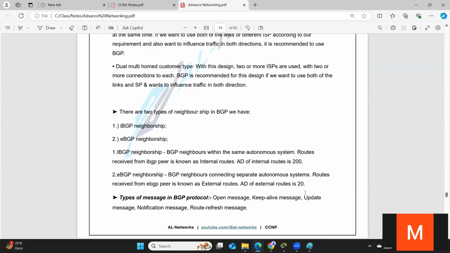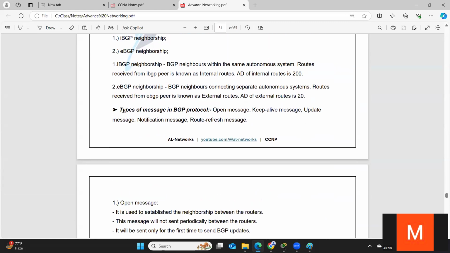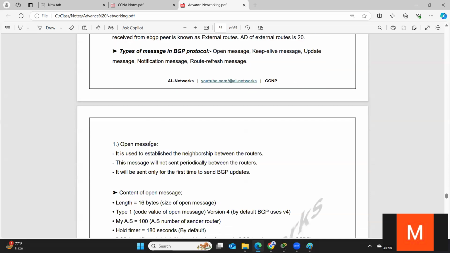And we have some message types in the BGP routing protocol. The types of messages are open message, keep alive message, update message, notification message, and route refresh message. So when will each be used? First, the open message. Whenever neighborship forms between two routers, router 1 and router 2, we configure BGP neighborship statically.